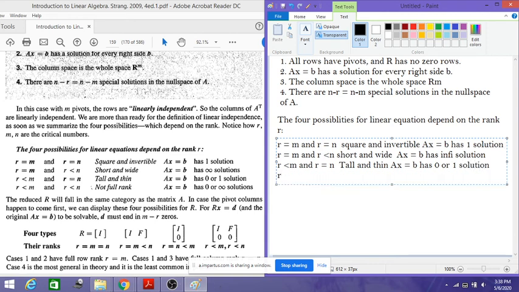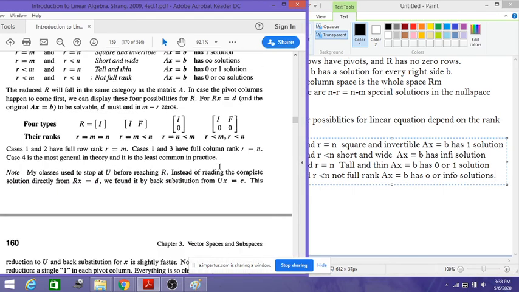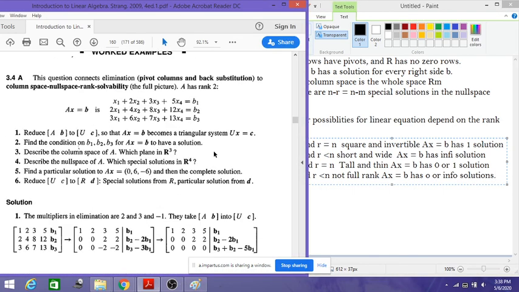For the next case, when R is less than m and R is even less than n, it is not a full rank. It is neither a full column rank nor a full row rank. Then Ax is equal to b has 0 or infinite solutions. These are the few points we have to remember when we are talking about the rank of the matrix.